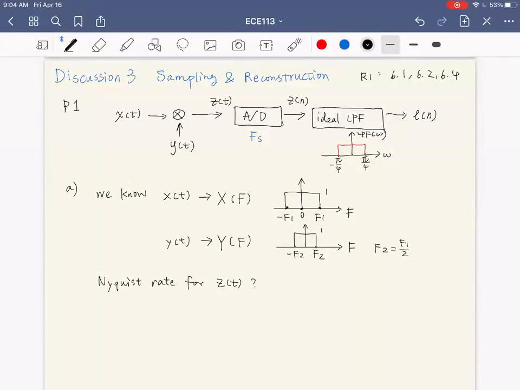Problem 1 describes a data flow. We have x(t), a known x_s(t), and then it is multiplied by y(t), and we know the Fourier transform of y(t), and then the result is called z(t). z(t) will go through an A/D converter, and therefore it becomes z[n], right? And then we'll put z[n] into a low pass filter, and then we get our outcome out of them.